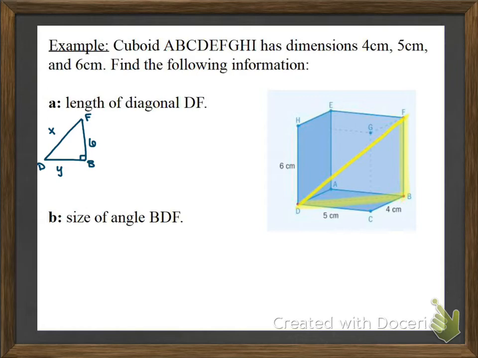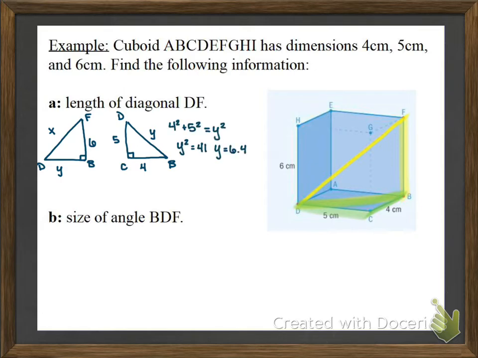If you look at the base, you have another right triangle, with those two side lengths of 4 and 5, so you can find BD, which we labeled as Y. Starting with that one, we have 4 squared plus 5 squared equals Y squared. So Y squared is 41, so Y is 6.4. Now that we have Y, we can plug it into our other triangle, use Pythagorean theorem again, and get a length of 8.77 for DF.